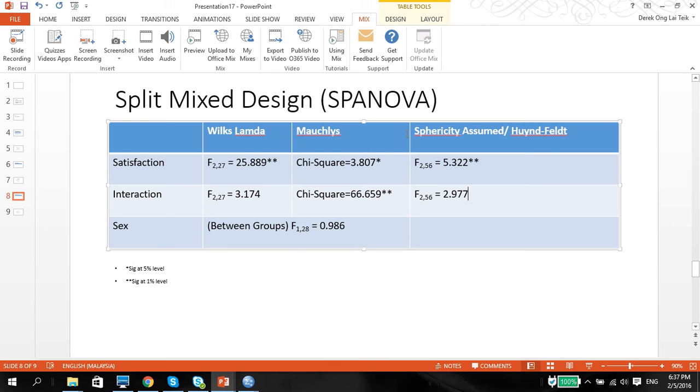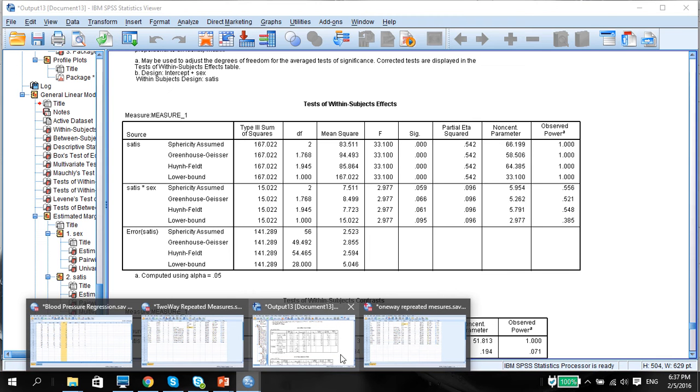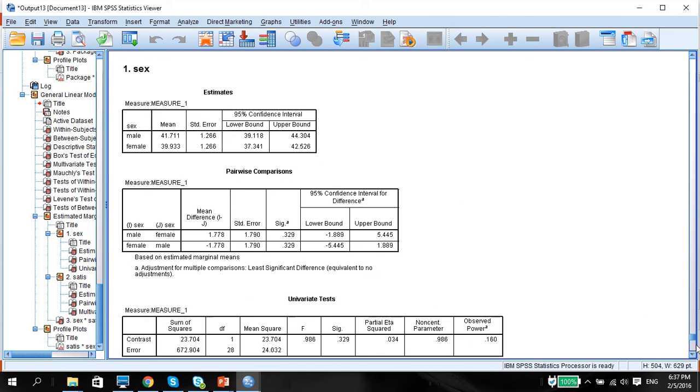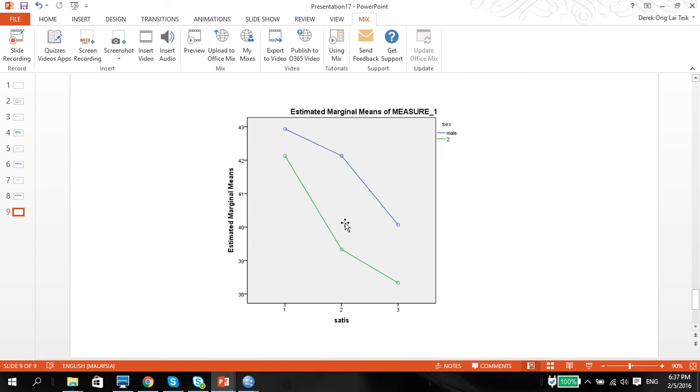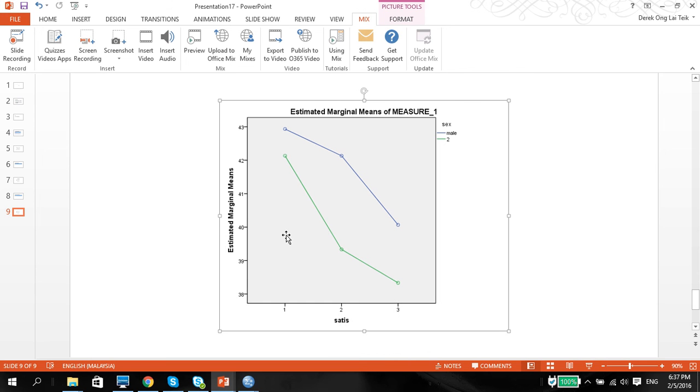So how we derive this is that there is a difference in terms of satisfaction, but there's no difference in terms of interaction, and also between sex. So there's only a difference between satisfaction levels. And of course, again, you can put in the graph to show the differences between the males and females, as well as the graph for the satisfaction levels. Okay, so that is repeated measures.